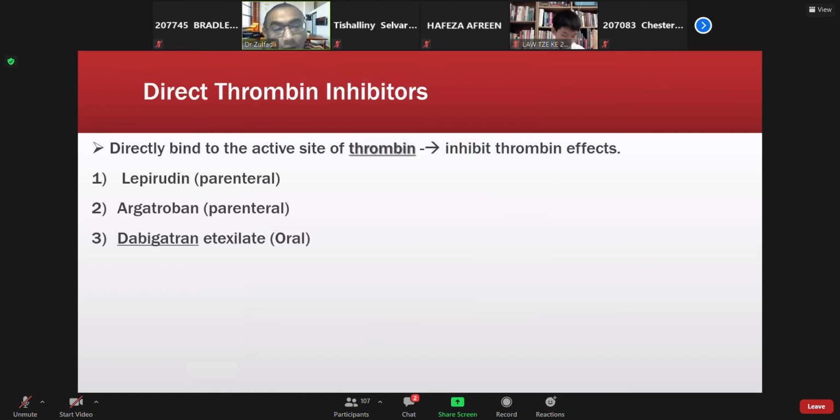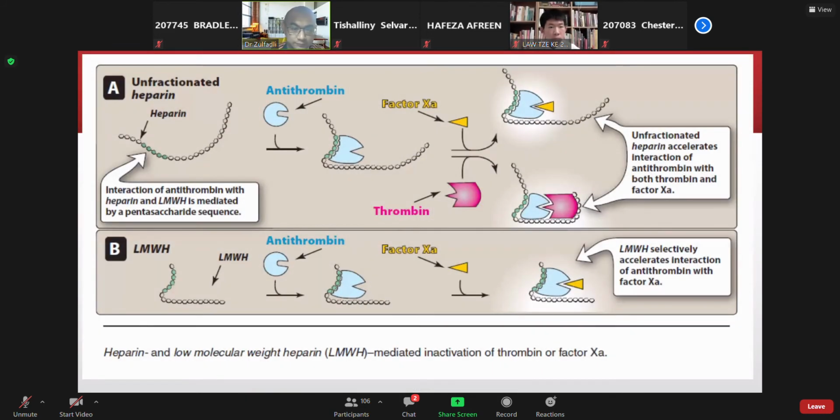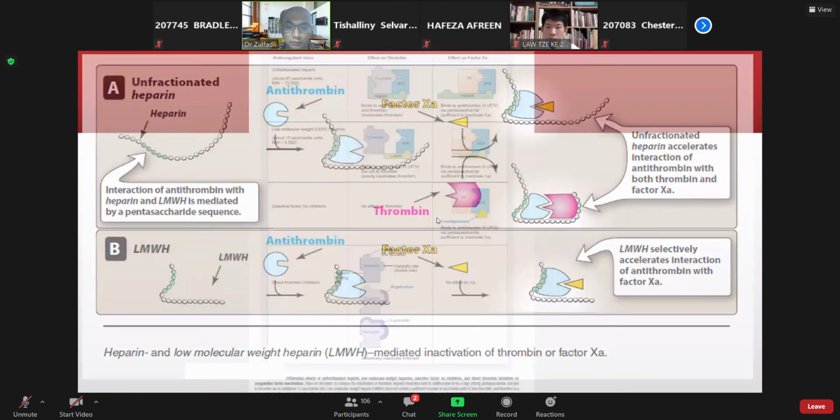Next, under the anticoagulant drug is the direct thrombin inhibitor. So these three drugs, lepirudin, argatroban, and dabigatran, will bind to the active site of thrombin. So this will inhibit the thrombin effect.